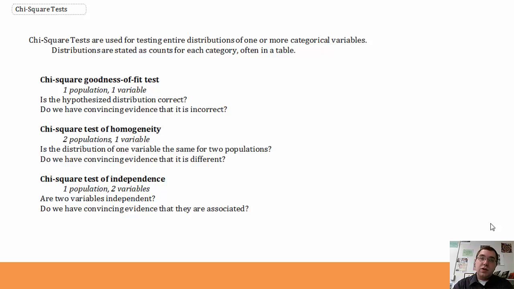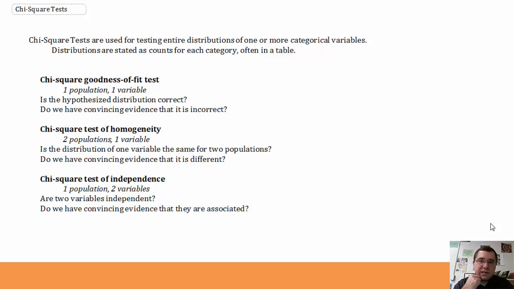So I've got two samples, one for each population, but I've asked both samples the same question. Is the distribution of the responses to that question the same for each of those populations? Or do we have convincing evidence that it is different from what we would expect, that they are not the same, different from each other?